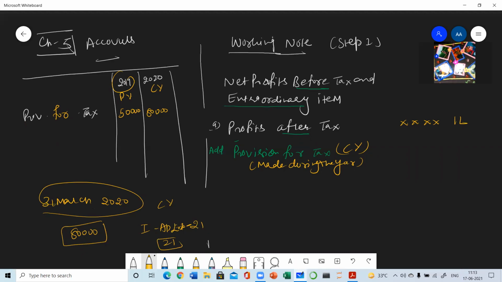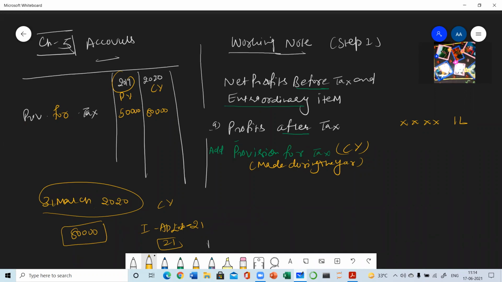So provision is made in one year on the profits of that particular year, but the taxes in actual will be paid in the next accounting year, because now you have to calculate the taxes on the profits you have received. Then the actual amount of taxes will be paid, which may be more or less than the provision, because provisions we cannot predict accurately. Clear? So provision for tax, which year?